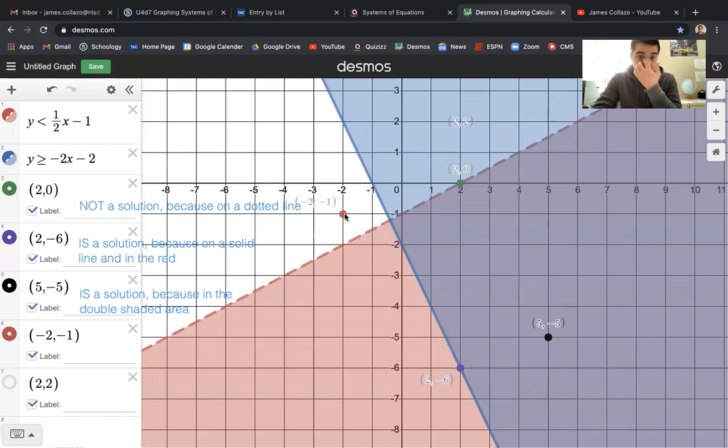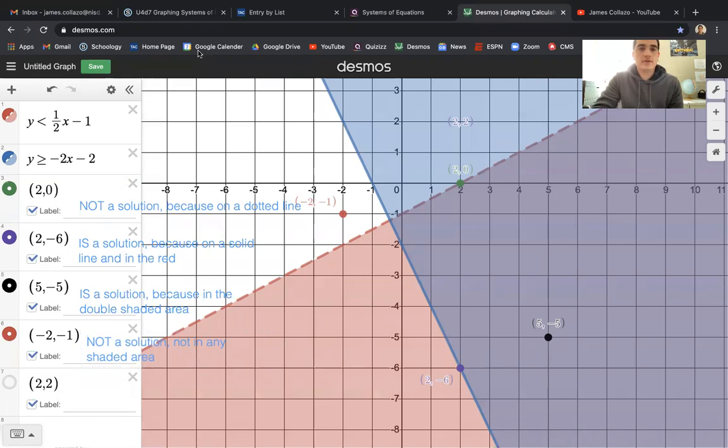The next one, negative 2, negative 1. Well, that one is clearly in the white area. It's not in the blue or even in the red. So that one wouldn't be a solution to those two individually, okay? So that means for the system, it is not a solution because it's not in any shaded area. So that's clearly not a solution for the system, and it's not a solution for each individual inequality, okay?